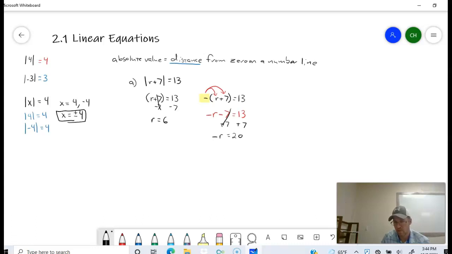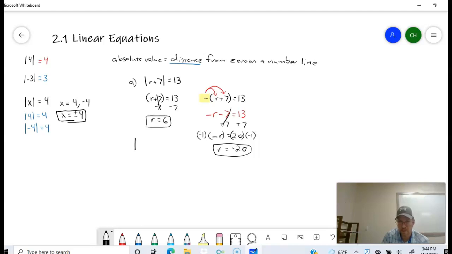I don't care what negative r is. I care about r. So I need to multiply or divide both sides by negative 1. And I get r equals negative 20. So that's the two solutions. With these, because I did force those, I'm going to have to double check both of them.